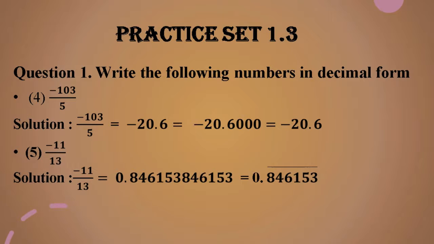Fifth question, minus 11 by 13. When we divide minus 11 by 13, we will get minus 0.846153, again 846153. So here 846153 is repeating again. So it is equal to minus 0.846153 with a bar on it.